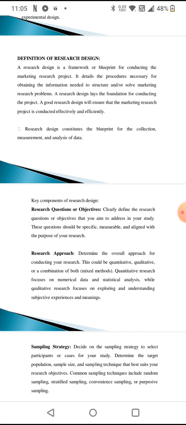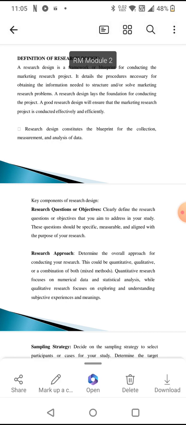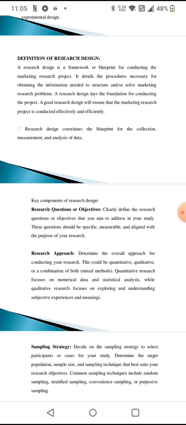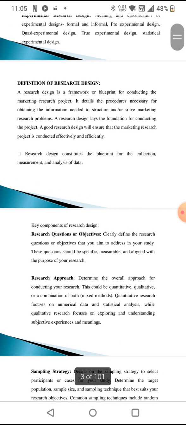So basically a research design is a framework or blueprint for conducting the marketing research project. It details the procedures necessary for obtaining the information needed to structure and or to solve marketing research problems. So it constitutes the blueprint for the collection, measurement and analysis of the data. The formidable problem follows the task of defining the research problem and preparing the design of the research project, popularly known as the research design.